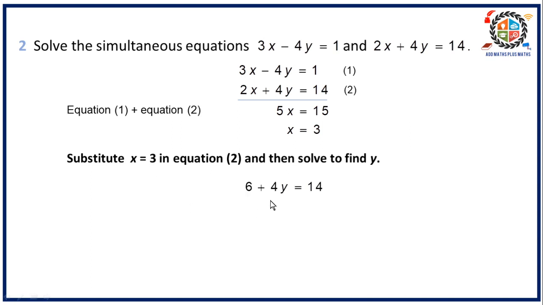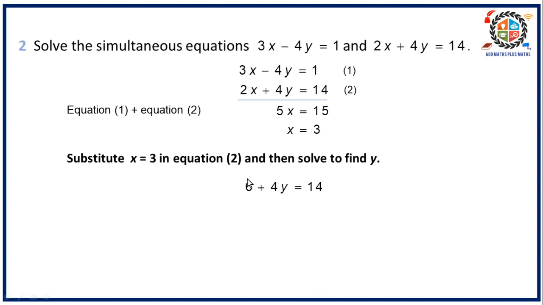So it will become 6 plus 4y is equal to 14. So 2 times 3 is 6. That's why it becomes 6 plus 4y is equal to 14. I'll just copy the entire equation and change the value of x to 3. 2 times 3 is 6. That's why you have 6 plus 4y is equal to 14.